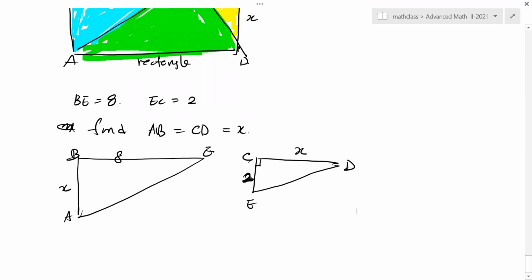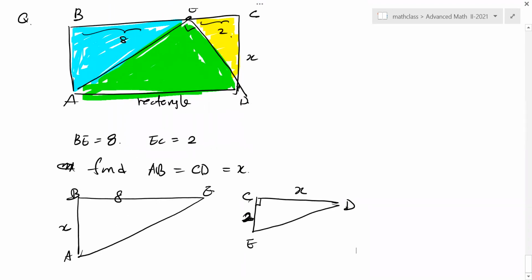Right, these two triangles are similar. The reason is, if this is an angle alpha, and this will be beta, alpha plus beta is 90 degrees. So 100% sure this should be equal to beta, and then that must be alpha.